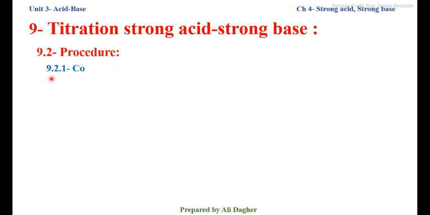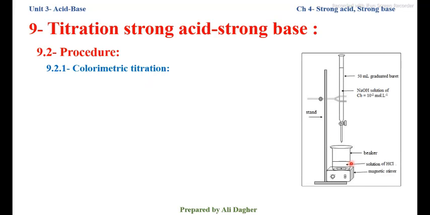Procedure. We have two types of titration. Colorimetric titration, that means using a colored indicator to detect the equivalence point, and pH metric titration. Now we will see the procedure of colorimetric titration. This is the setup. We need a magnetic stirrer, beaker with its magnet, graduated burette, and the solution used to titrate the hydrochloric acid, which is an NaOH solution.